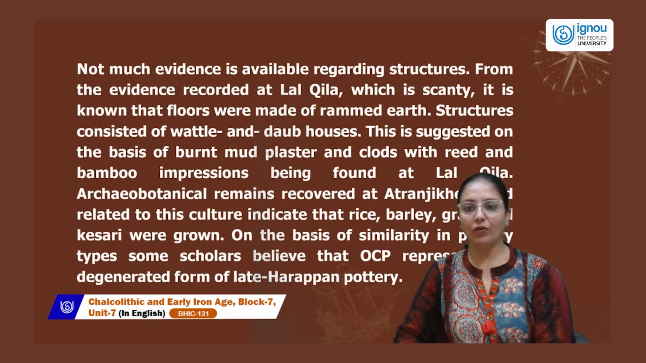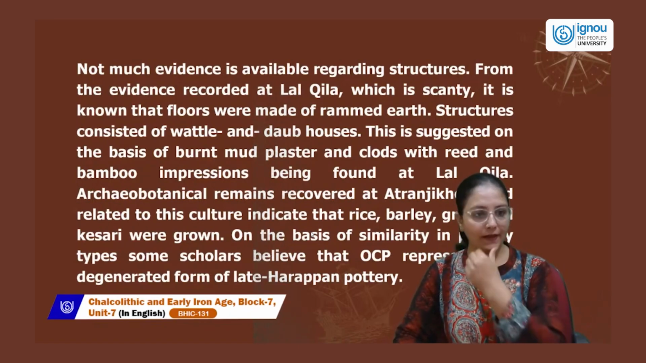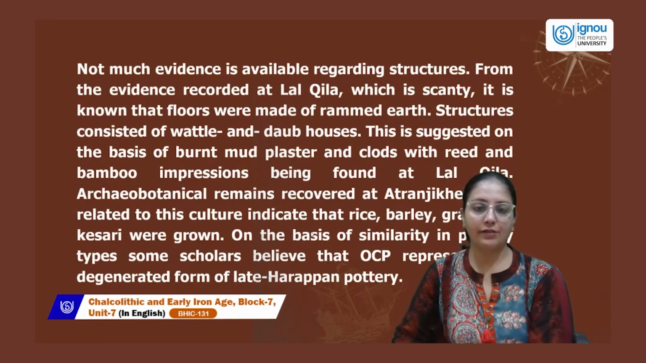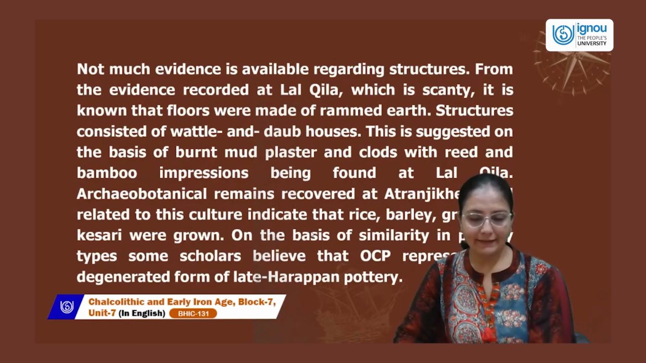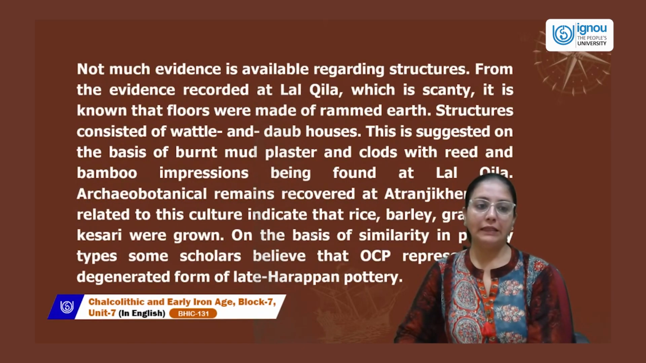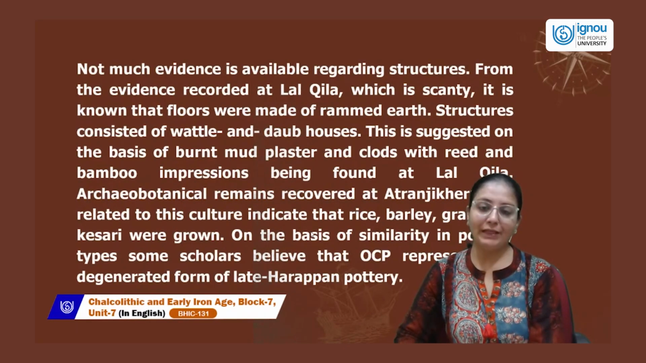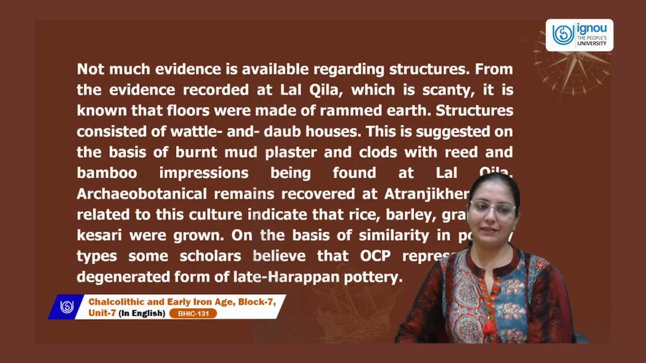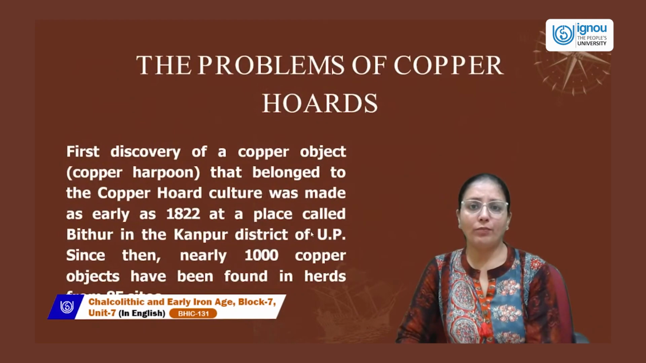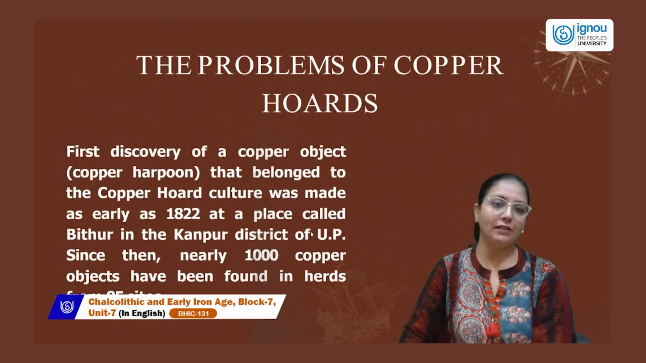Archaeobotanical remains recovered at Atranjikhera and related to this culture indicate that rice, barley, gram and khesari were grown. On the basis of similarity in pottery types, some scholars believe that OCP represented a degenerated form of late Harappan pottery. The problem of copper hoards: the copper hoards which we have got from OCP culture.